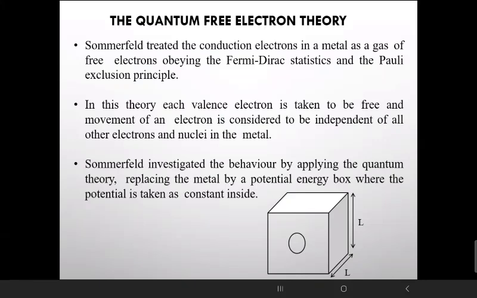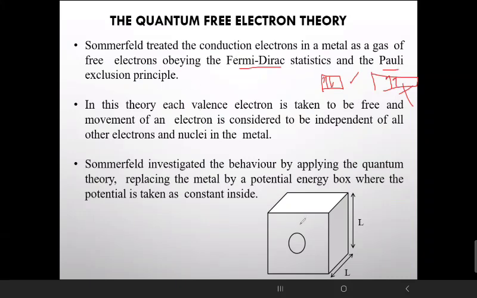So, Pauli exclusion principle means no two particles can occupy the same quantum state. That means if you have one electron in spin up, the other electron should be spin down. This is possible, but the same quantum state is not possible, that means same spin up or same spin down. That is the Pauli exclusion principle. Fermi-Dirac statistics you can use only for fermions. So electrons are fermions, so you can use the Fermi-Dirac statistics.